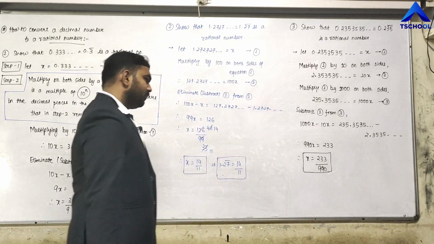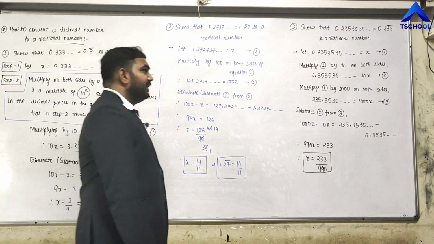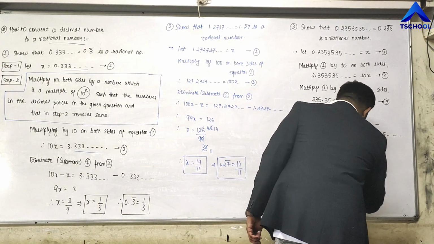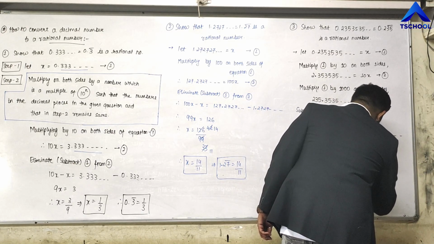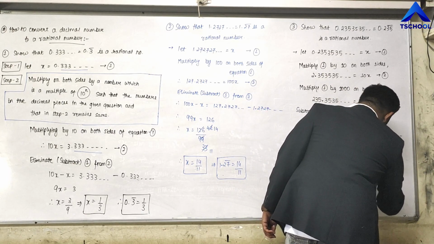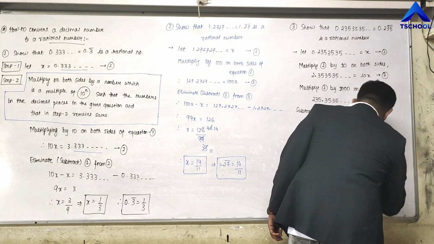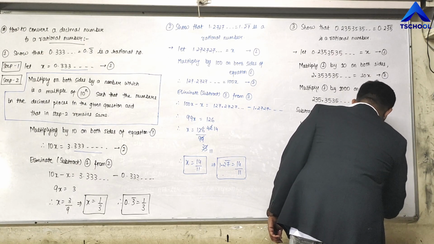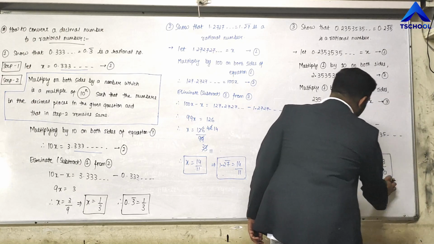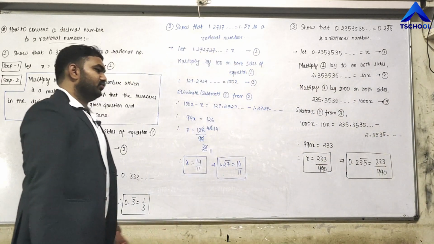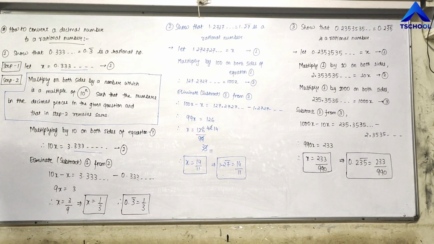So the rational number, that means 0.235 bar, is equal to 233 upon 990. This is what it shows. Clear with this, everyone? So the rational number of 0.235 bar is 233 upon 990. Clear with this, everyone?